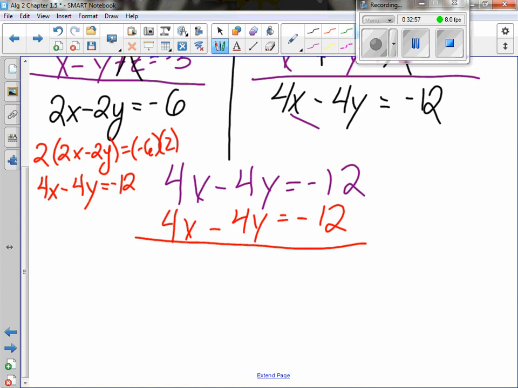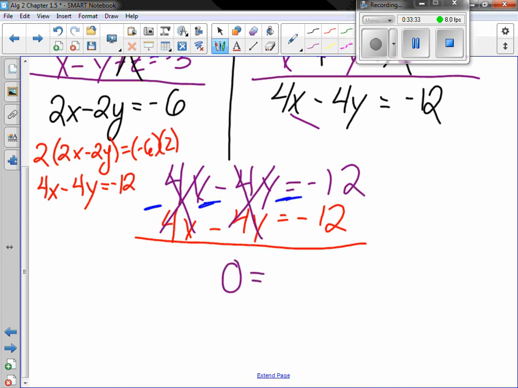Give y'all a second to write that down. The signs of the x's are the same, yes? So we would subtract. 4x minus 4x is? Negative 4y minus negative 4y. So we have negative 12.